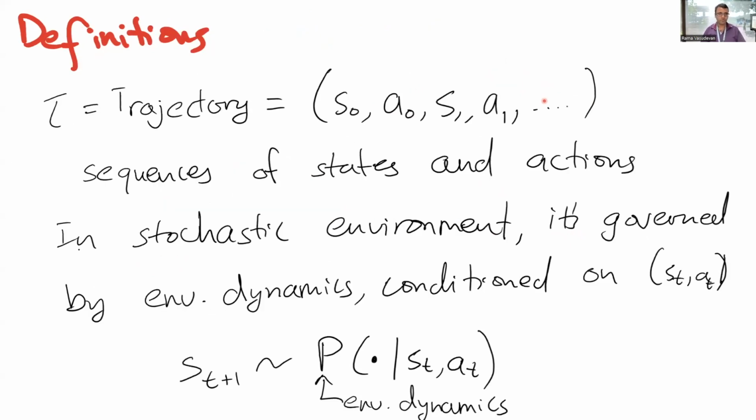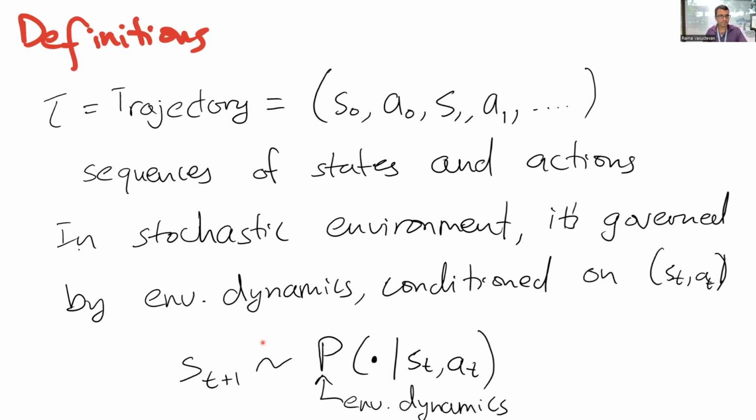As I mentioned before, you can take trajectories through the Markov decision process, right? These can be state, action, reward tuples. In this case, this is state 0, then I take action 0, maybe there wasn't a reward, then I get state 1, I take action 1, and so forth. So sequences of states and actions. And in a stochastic environment, it's governed by environmental dynamics conditioned on the state and action, right?